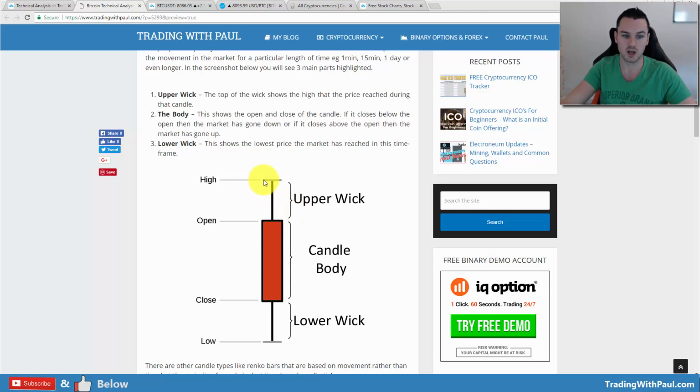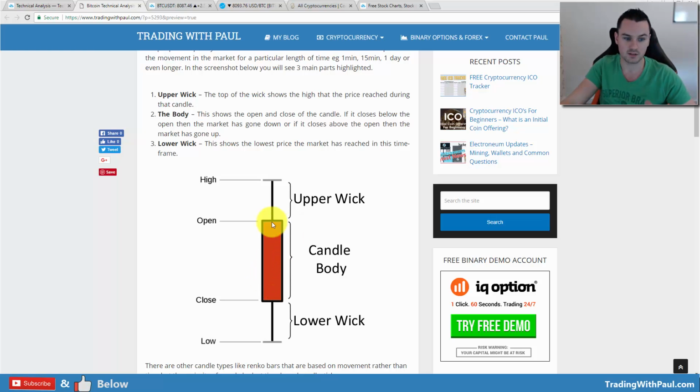So the upper wick shows the high point of where that price went within that time frame. So a candle represents a certain period of time, and it shows where the price of whatever asset you're looking at, Bitcoin, Ethereum, whatever it is, has gone for the high and the low, and then where it actually closed for that time period. So the wick on the top shows where it went on the high, on the bottom it shows the low where it hit, and the body is where the candle actually closes.